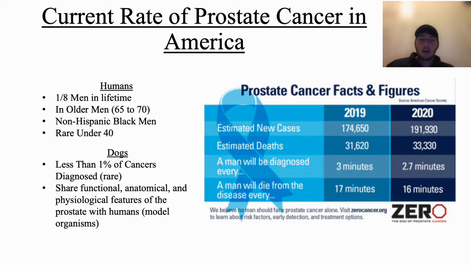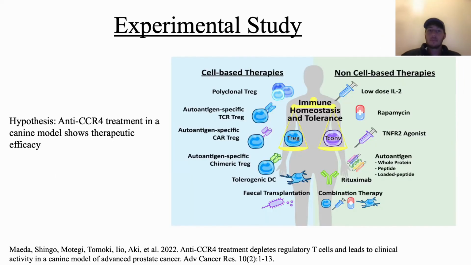Also, this figure on the right is showing how from 2019 to 2020, the number of new cases rose, the number of deaths rose, and the number of minutes until a man is diagnosed decreased. So they're getting diagnosed faster as the years go on. So this is also another reason why prostate cancer needs to be diagnosed and treated in individuals that have it. Now to get onto my experimental study.